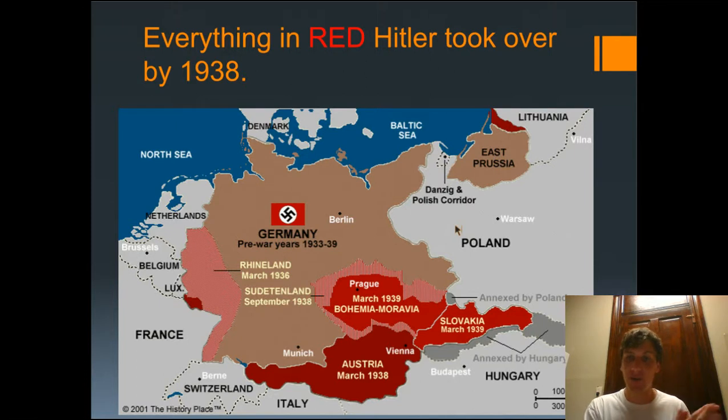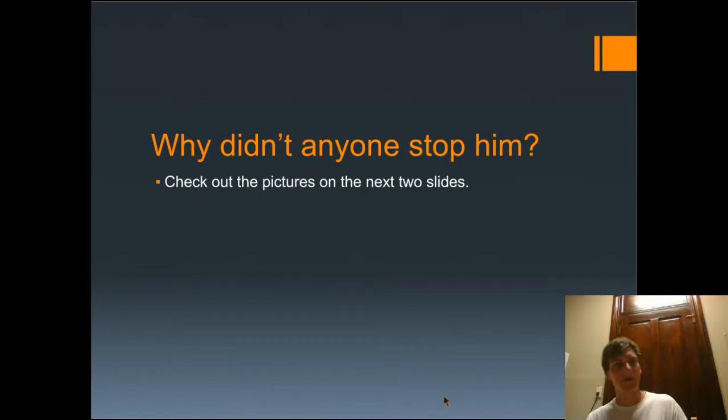So he's taking his armies and he's taking over Austria, he's taking over Czechoslovakia, he's taking over all these little countries around him even before the war started. So why isn't anybody stopping him? That's a good question, you might ask. Why wouldn't they stop him?